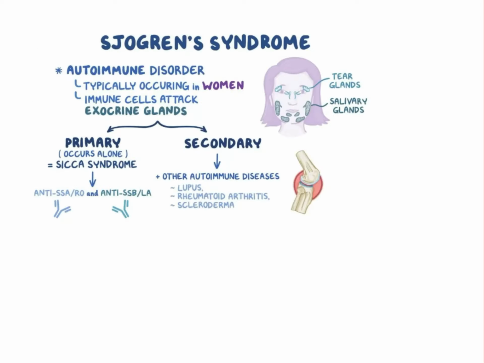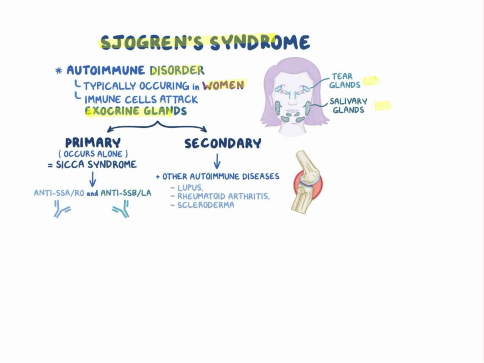So, here is a small flowchart that helps us understand. Sjogren's syndrome is an autoimmune disorder, typically commoner in women, and there are immune cells that attack the exocrine gland. It affects the salivary and lacrimal glands, but not necessarily causing enlargement. There is no enlargement as such. There could be episodic enlargement of salivary glands, but not persistent.